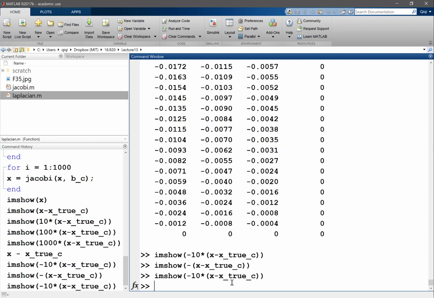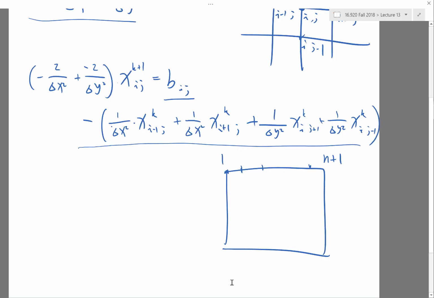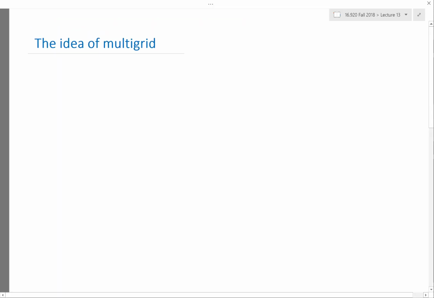So is there any way to make iterative methods converge faster on a finite grid? There has been a very effective way to do this. That is called multigrid.